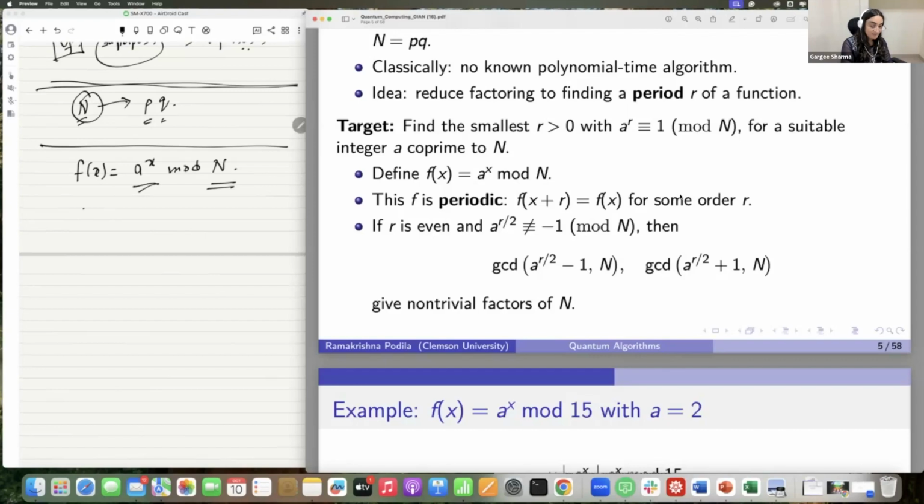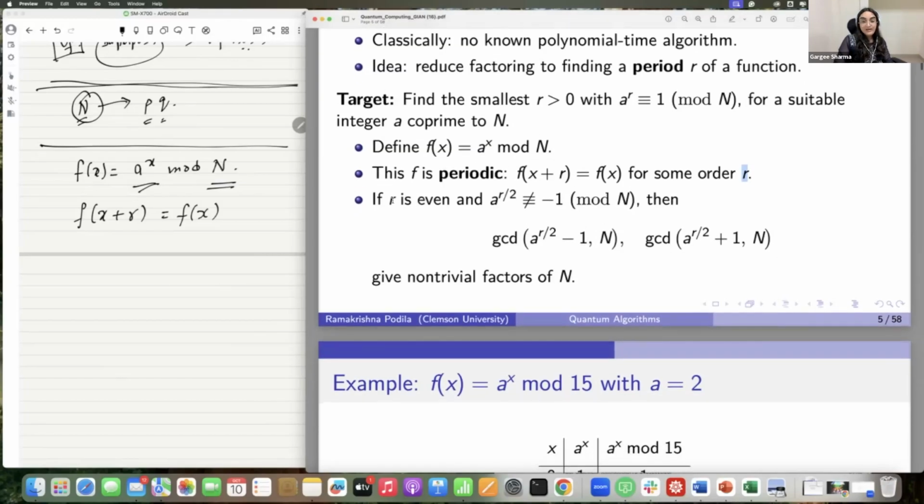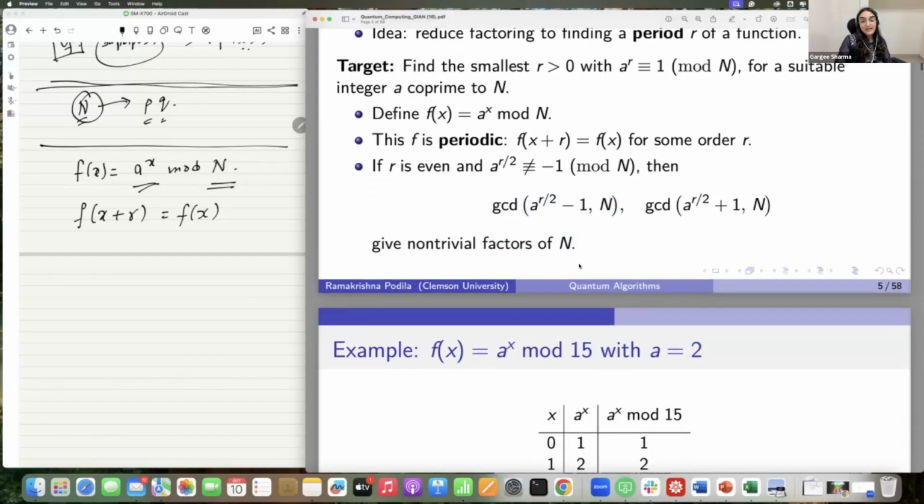So that means after a certain interval r, the function basically repeats. Okay, so this r is called the period of this function. And if you find that r is even and this condition is satisfied, then these two are the non-trivial prime factors of n. Okay, let's see an example.